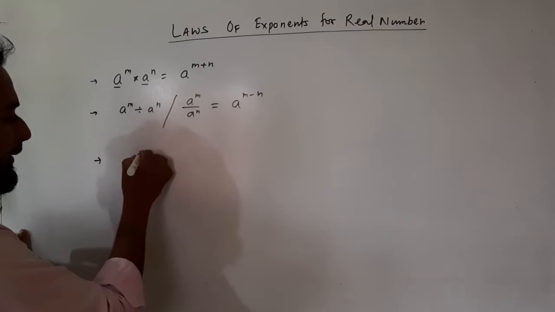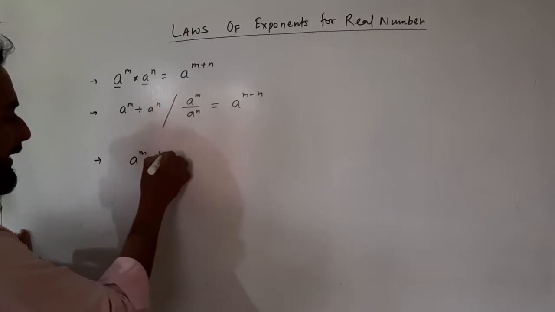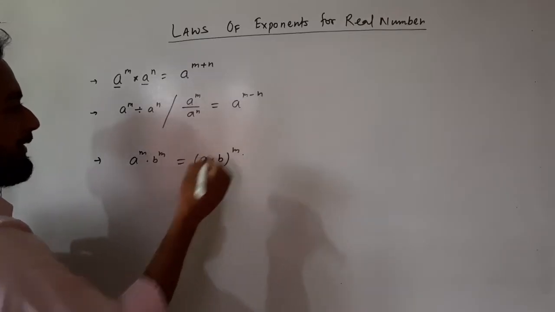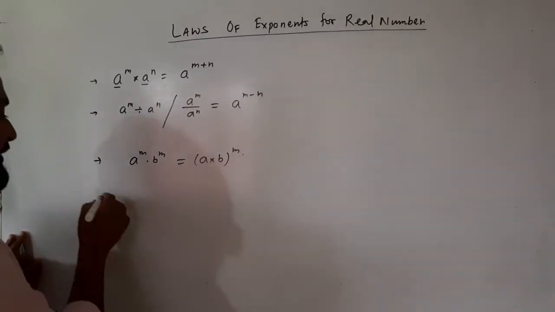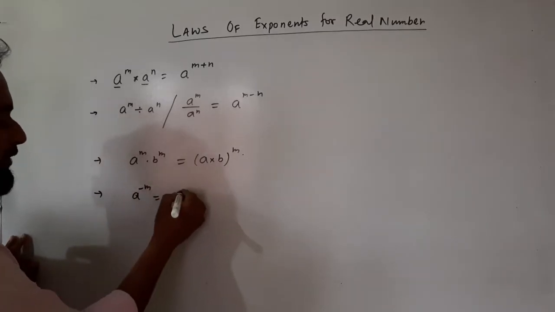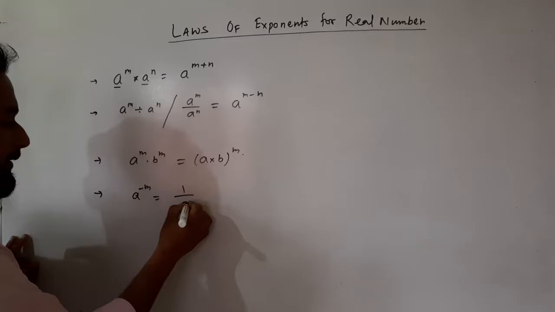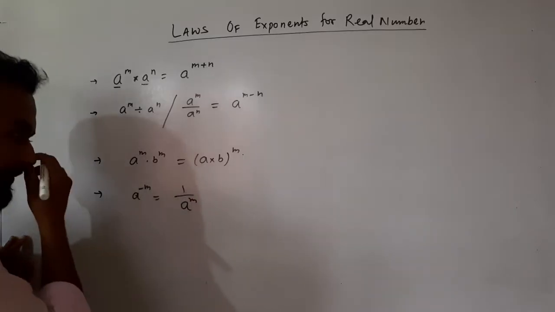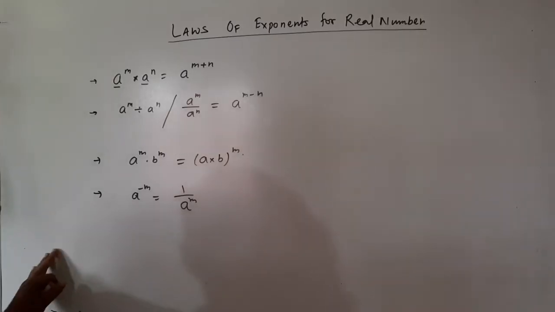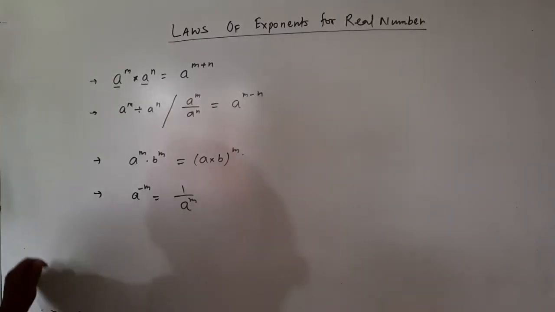Now a to the power m and b to the power m. So here a into b whole to the power m, ये आपका होता है. Next, if you have a to the power minus m, then what you have to do? It is 1 by a to the power m. ठीक है, जो भी पावर रहेगा उसको बाय में कर देना. एक्सपोनेंट का रेसिप्रोकल हो जाएगा.